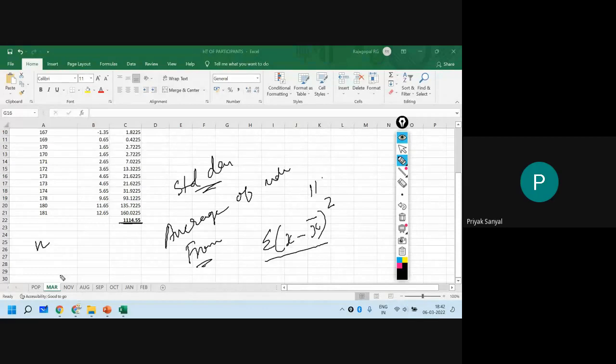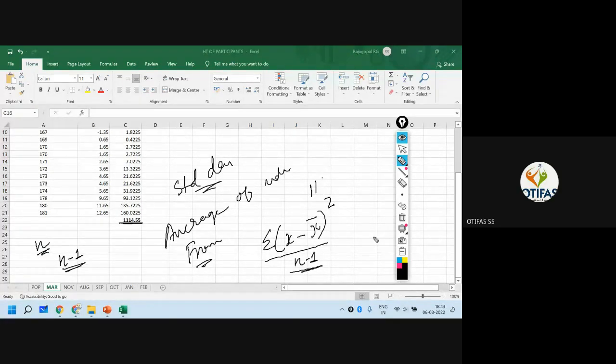N? Yes. Or anything else? Is it n or anything else? Sir, it's n only. Yes, n. And actually, this should be under root. Is it n minus 1 or n? In CSTR, we were taught only n. Sir, it should be n only. Minus 1.